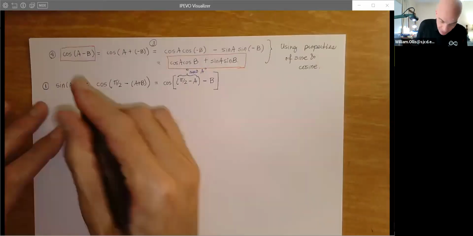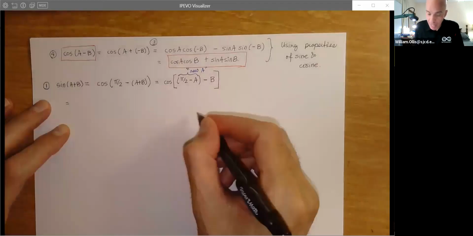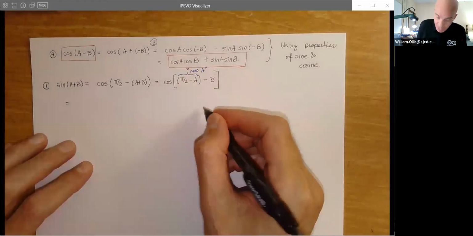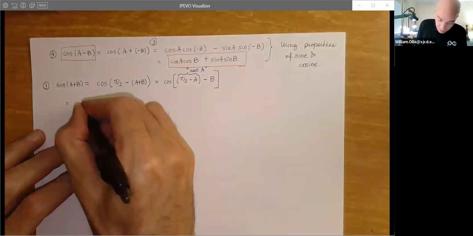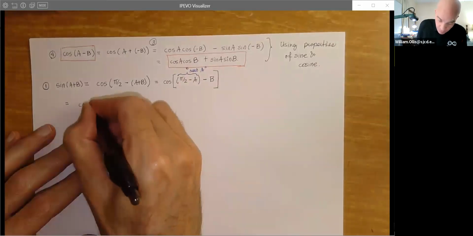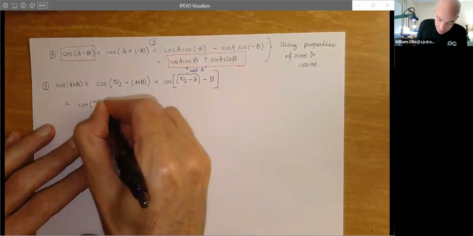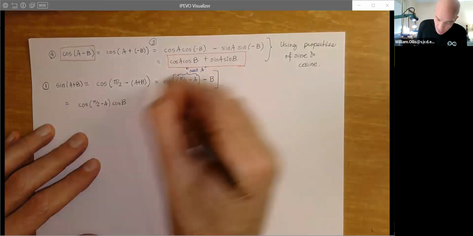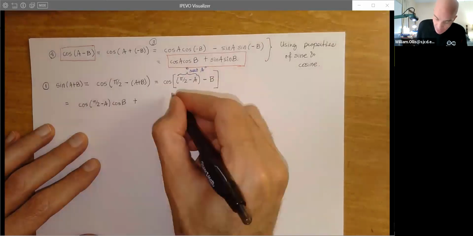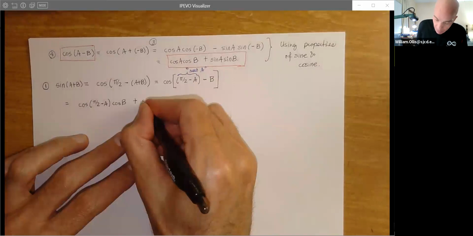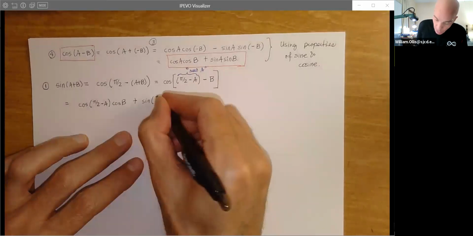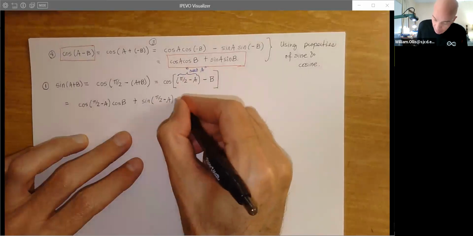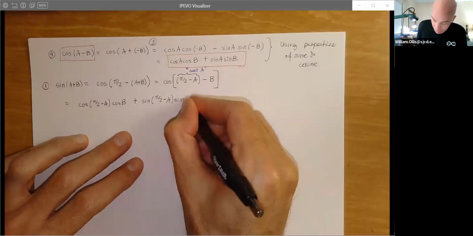And so what's that going to do for us? Everywhere we have an a in here, we replace it with pi over 2 minus a. So that gives us cosine of pi over 2 minus a times cosine of b, the b is the same, plus sine of the new a, pi over 2 minus a, times sine of b, the b being the same.